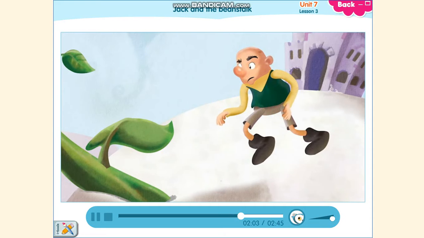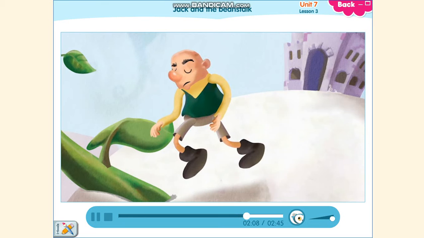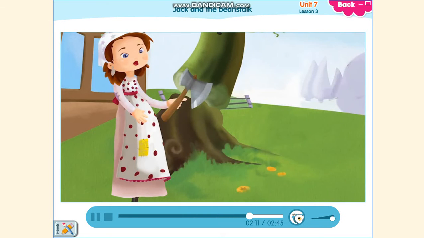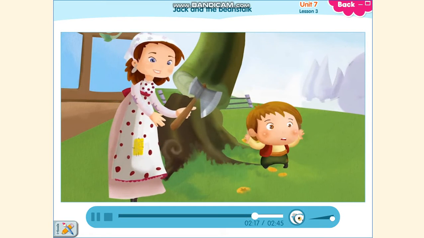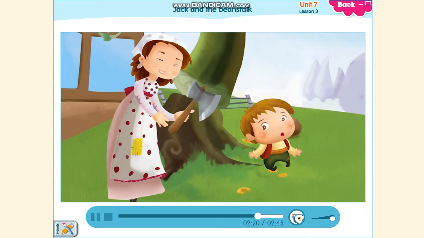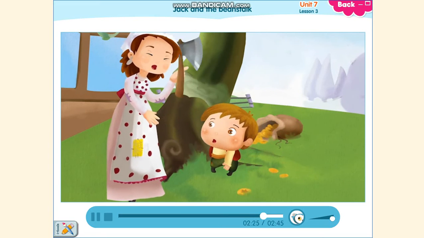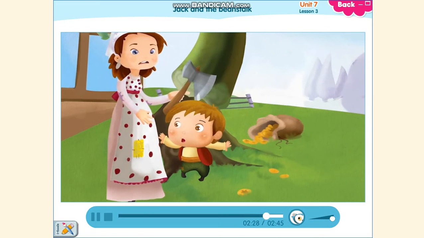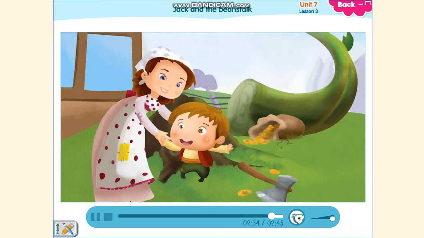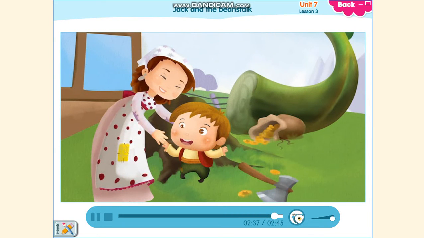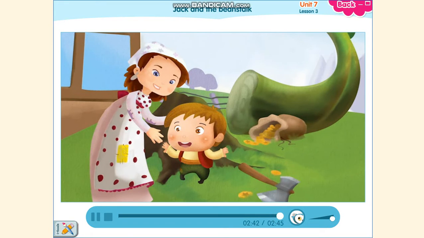Fee-fi-fo-fum, shouted the giant. The giant climbed down the beanstalk after Jack. Jack shouted, Mummy, help! When Jack got to the bottom, Mummy chopped the beanstalk down. The giant fell off the beanstalk. Nobody saw him ever again. Jack and Mummy lived happily ever after.